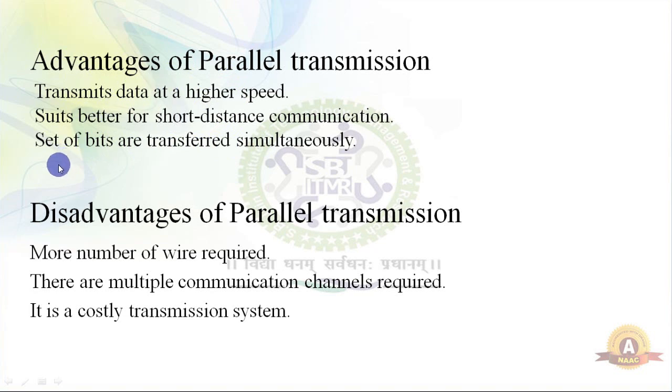Now we discuss the disadvantages of parallel transmission. So what are the disadvantages? More wires are required, because we already know that in parallel transmission we send a number of data bits simultaneously. However many bits you send from source to destination, that many wires we require. Multiple communication channels are required because we are sending data simultaneously, and it is a costly transmission system.